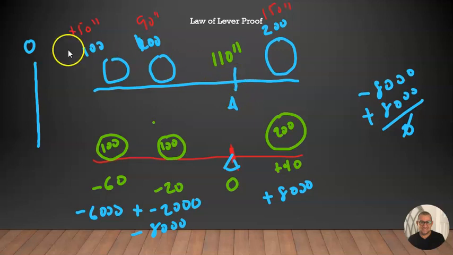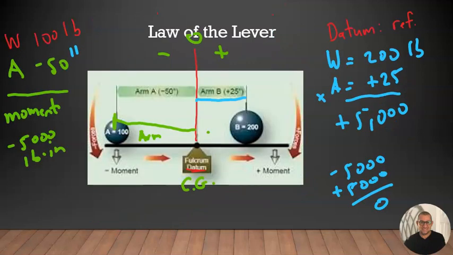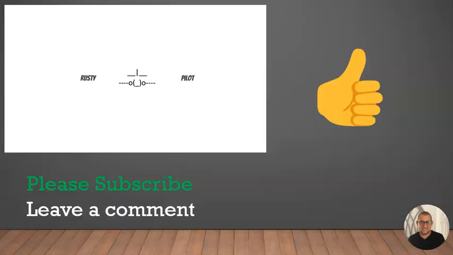Because remember the law of the lever. Anything to the left is trying to bring the left side down because of gravity, right? And the weight on the right is trying to bring that side down. The law of the lever says if both moments are equal, it's going to be balanced. So that is my little weight and balance theory.